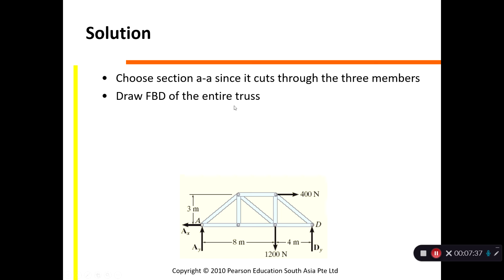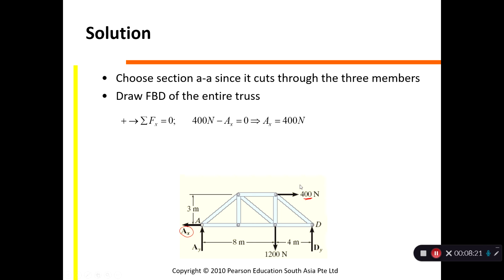We draw the FBD of the entire truss because first we want to determine the support reactions, AX, AY and DY. Now, the direction could be assumed, or you could do the analysis. For example, 400 newtons is in the X direction. The only other force in the X direction is AX, so of course it has to balance this. So this is to the right, this is to the left. But for AY and DY, it's not that simple. So you can just assume first, and then when we do the balance equation, we will know whether the assumption is correct or not.